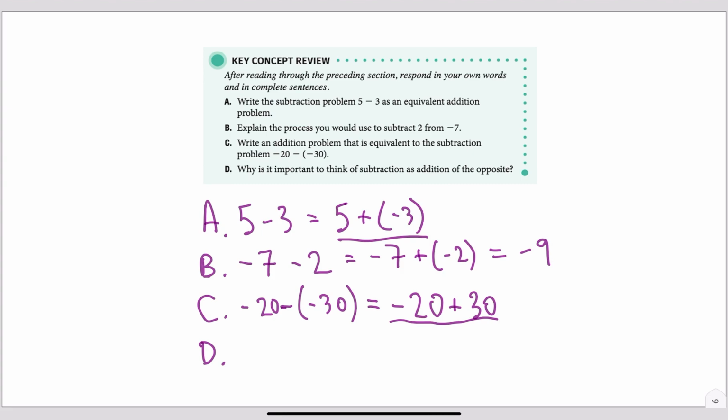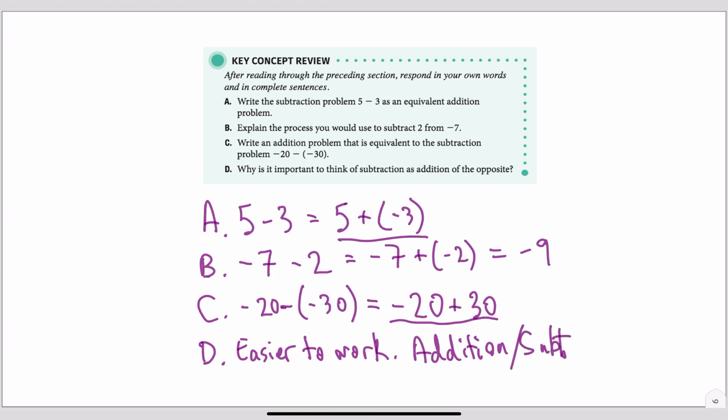So I would say there's two things. One is it can make problems easier to work on. That's one reason. And the other reason is because addition and subtraction are really two sides of the same coin. So they're related. They're twins in many ways. They're twins of each other. They're just each other's opposites. So they're related.